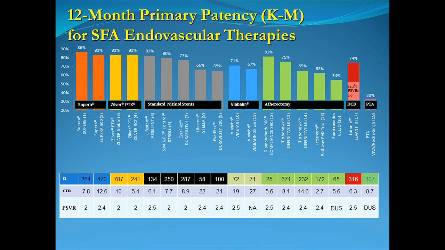But it at least gives us an idea. For example, here is the total number of patients in the top column. This is the length of the lesion in the middle column, and this is how they detected the primary patencies. In the first, if you see in the Supera, the longest lesion is maybe 12.6 centimeters in the Supera 500, with a close to 1-year patency of 83%.